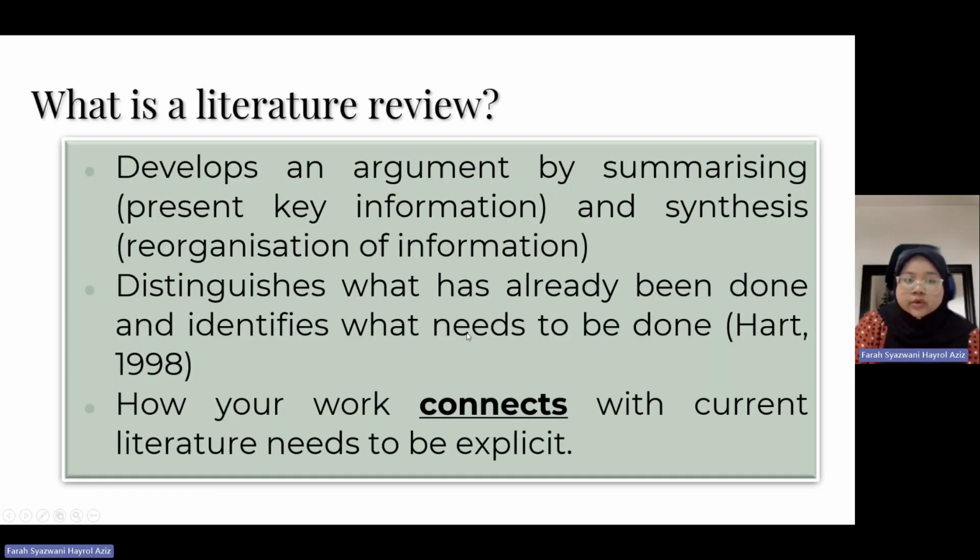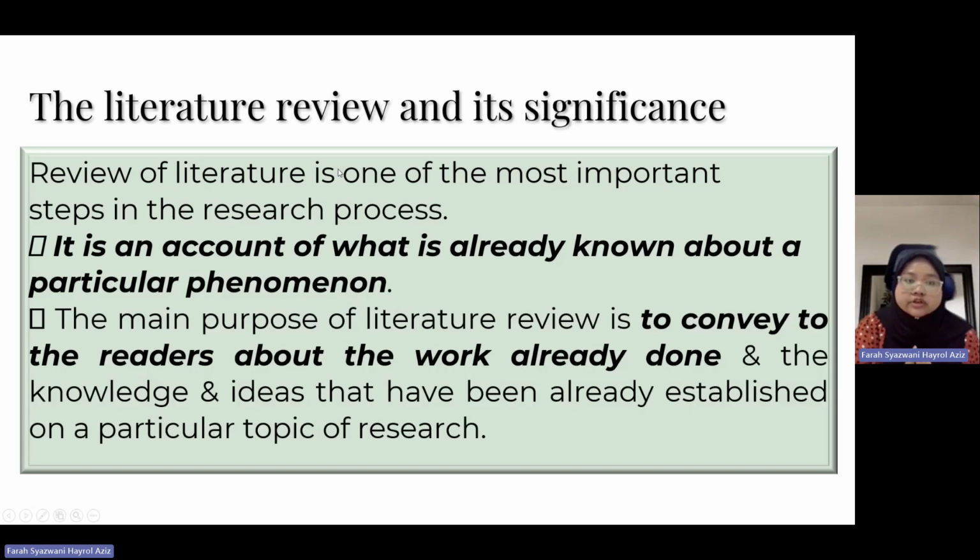In this chapter, we will be understanding what a literature review is and how you will use it in continuing your research journey. To begin, a literature review is done by developing an argument by summarizing, in order for you to present key information and synthesis, reorganization of information. As a researcher, you must know how to distinguish between what has already been done and identify what needs to be done. You must know how your work connects with current literature, and this needs to be explicit. So the literature review and its significance.